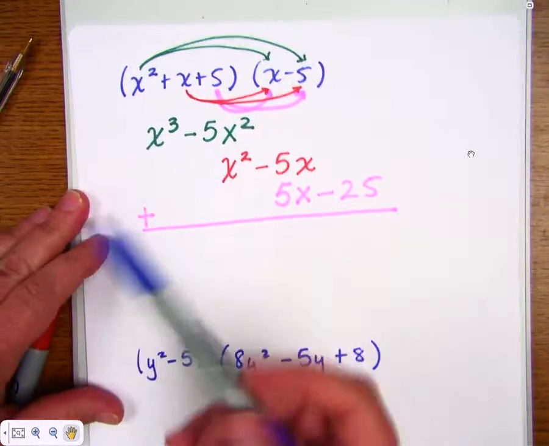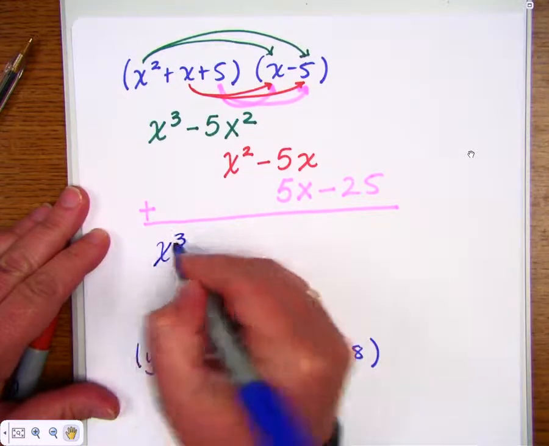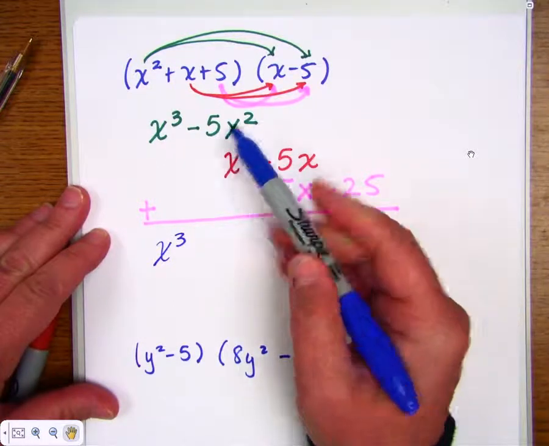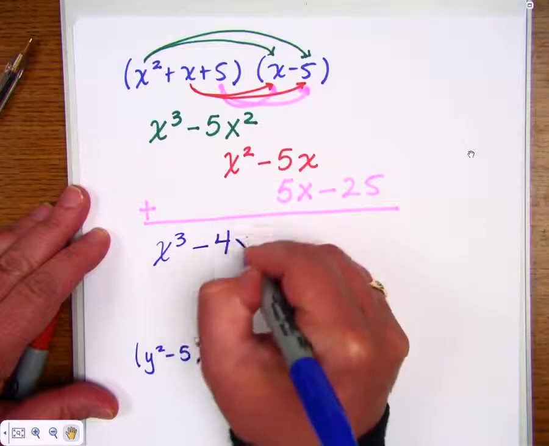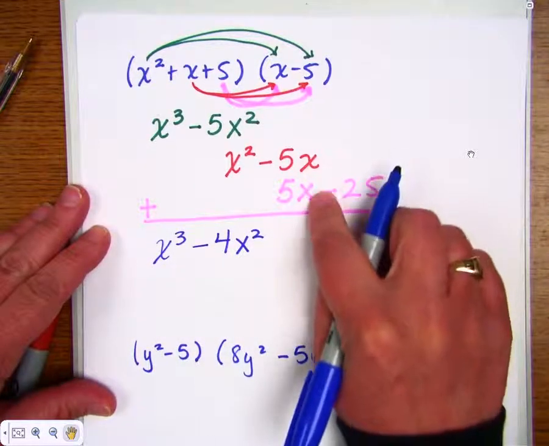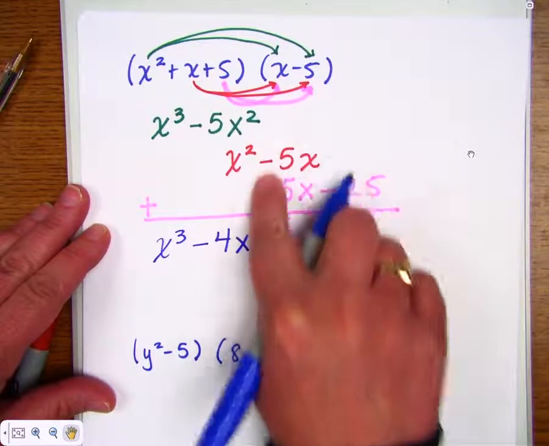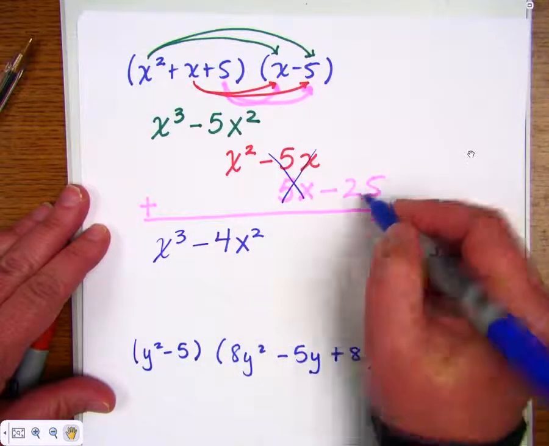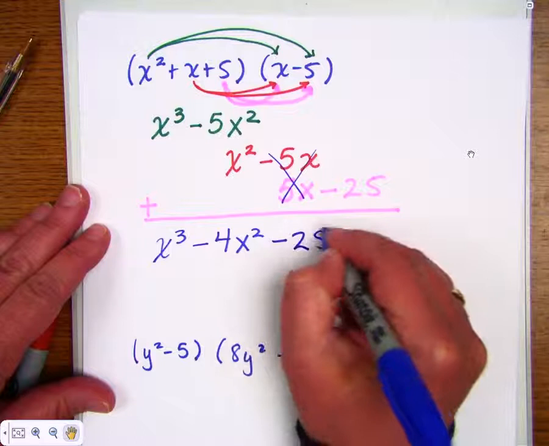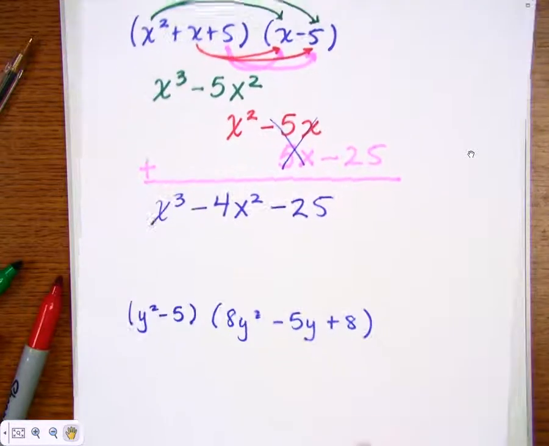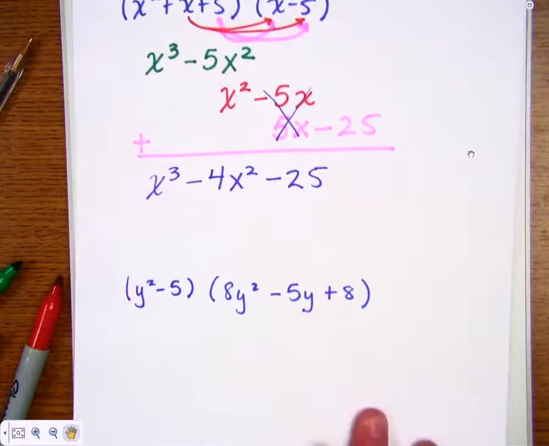There's nothing like an x cubed, so that's x cubed. Minus 5x squared, and a positive 1x squared is going to give me a minus 4x squared. These actually cancel out. Minus 5, positive 5 is going to go to 0, and then I have a minus 25. So that is your answer to that one. Again, if you want to line them up like you have been, that's fine too.